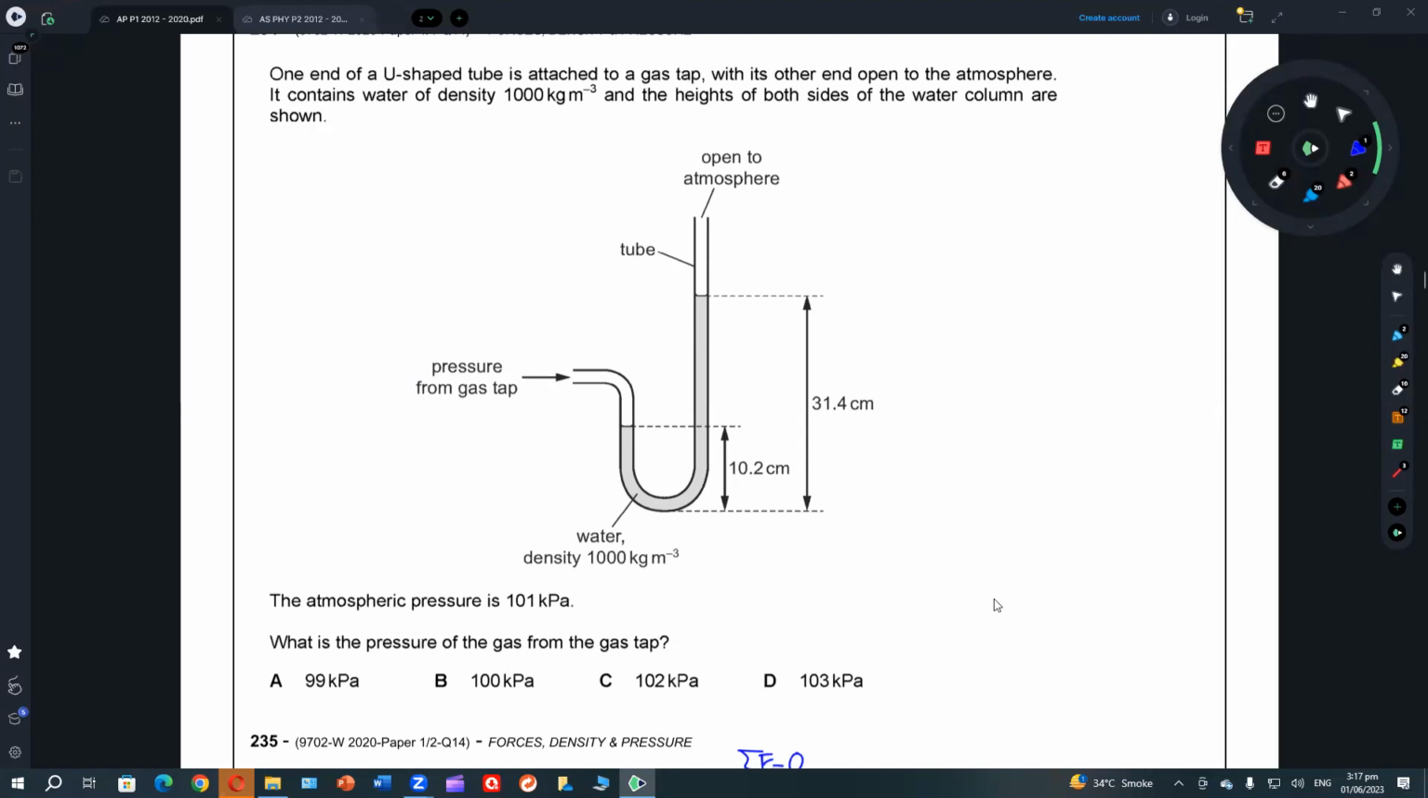One end of a U-shaped tube is attached to a gas tap with its other end open to the atmosphere. It contains water of density and the height of both sides of water column are shown. What is the pressure of the gas from the gas tap? So we should take the difference. I have marked pressure as P1 minus P2.